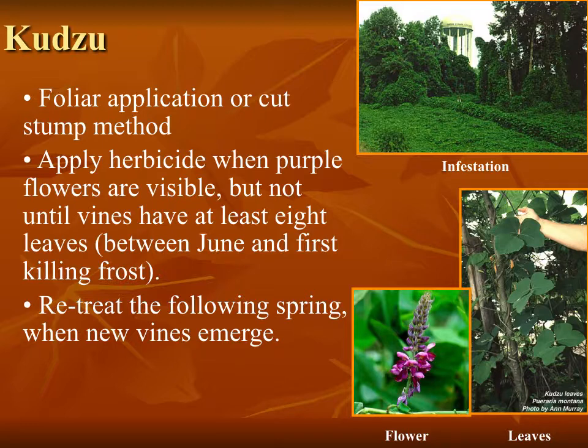Methods to control aren't especially easy, but are possible with a foliar application of the appropriate herbicides, or in some cases the cut stump method, which would be a lot more tedious: to cut these vines and then paint the cut remainder that's remaining in the ground. I would go with the foliar. Apply the herbicide when the flowers are visible.